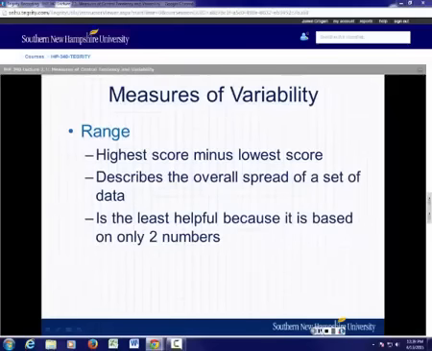To get the range, you take the highest score minus the lowest score. And this tells you the overall spread of scores in a set of data. But it's not incredibly helpful because it is only based on two numbers. And so you have no idea whether that one number on the high side is an extreme score or if it is an accurate representation of the spread.